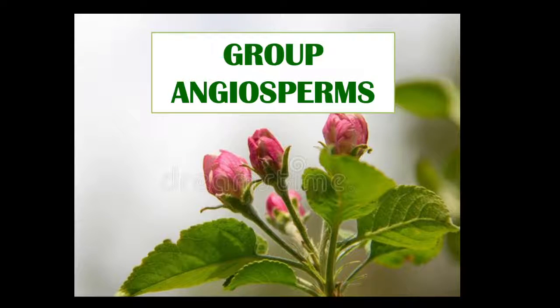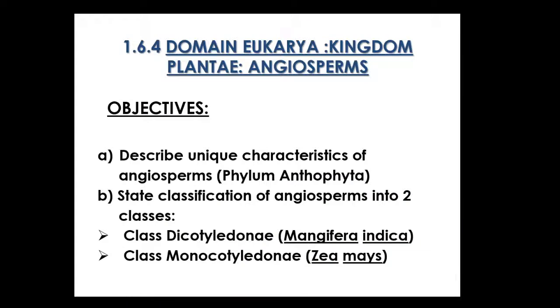Get me flowers. Yay! So this video is on group Angiosperms, which are all flowering plants. And the learning objectives for this subtopic is quite short, just like in the Gymnosperm. So there's only two learning objectives. You should be able to describe the unique characteristics of Angiosperms, which is phylum Anthophyta, and also state the classification of angiosperms into two classes, which is class dicotyledonae and class monocotyledonae. Let's get into it.